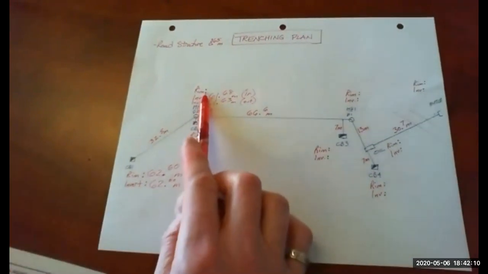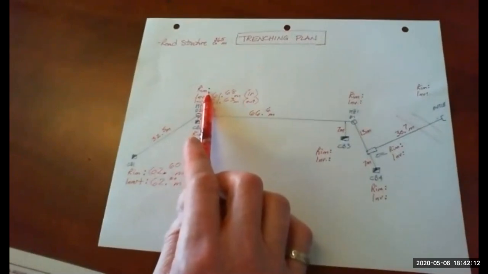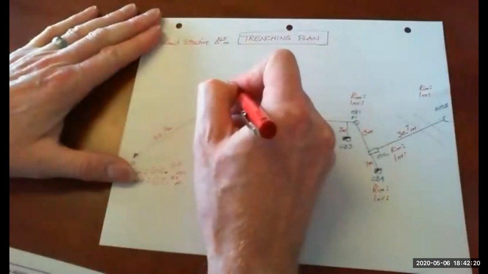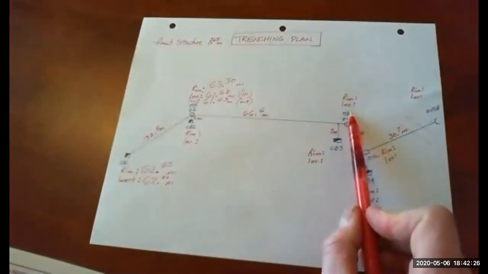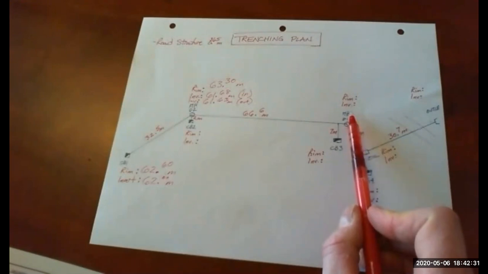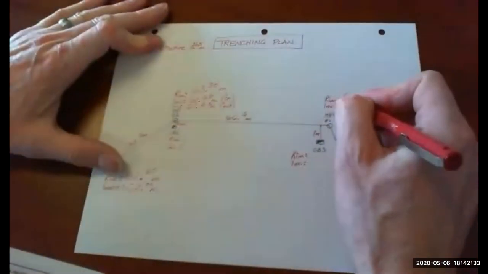So what's the rim for the manhole? That doesn't show in the plan. It shows on the profile. So looking down at the profile, it says the rim is 63.3. So that's manhole 2. So then we do a similar analysis of manhole 1. So rim is 63.3.